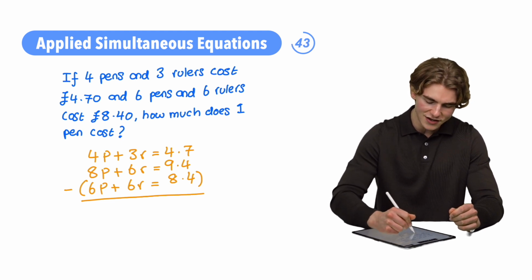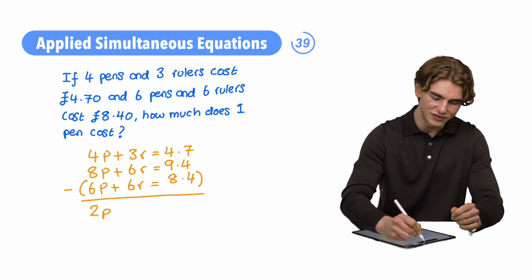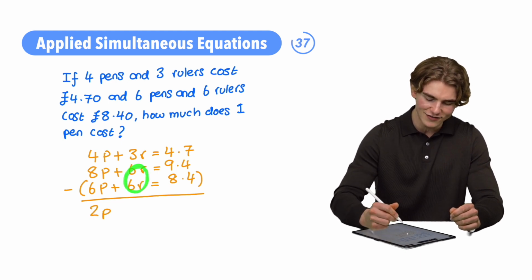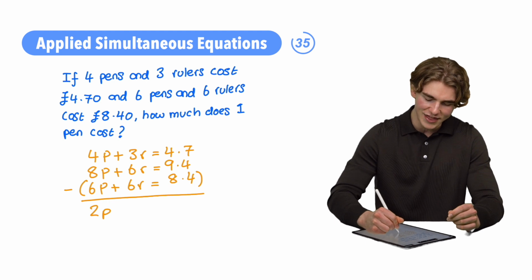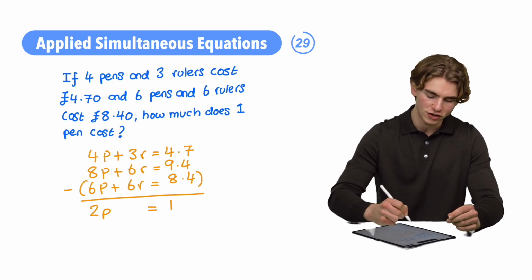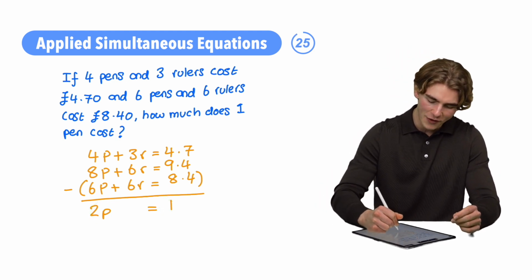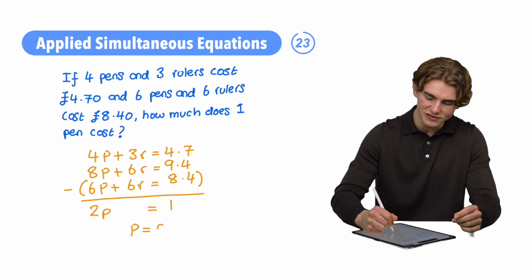Well, we're going to do 8p subtract 6p. That's going to give us 2p. We're going to do 6r take 6r. That is going to give us 0. We did that deliberately. And then we're going to do £9.40, 9.4 subtract 8.4. That is going to give us 1. We know, therefore, that 2p is equal to 1. We can divide both sides of our equation by 2 now. We're going to get that p is equal to 0.5.